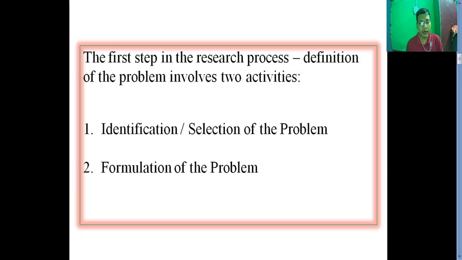First, you have to identify or select the problem, because you may have lots of problems, but you have to be selective. So select the problem on which you are going to conduct research. Then comes the formulation of the problem: the actual research problem you have to formulate.